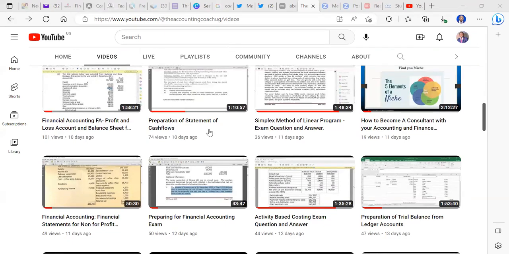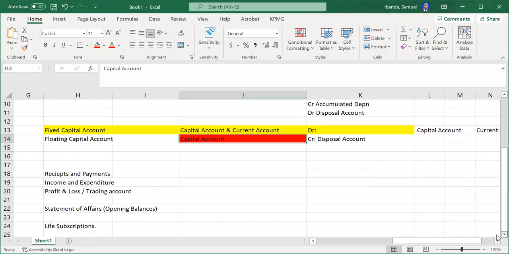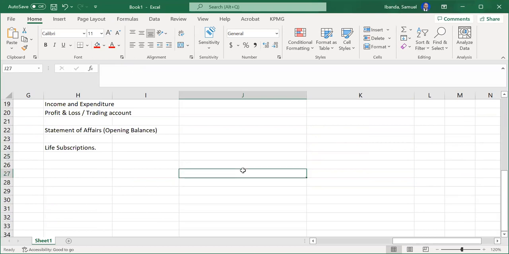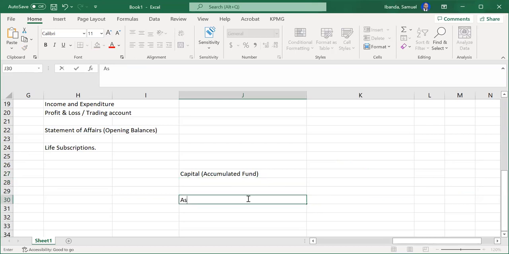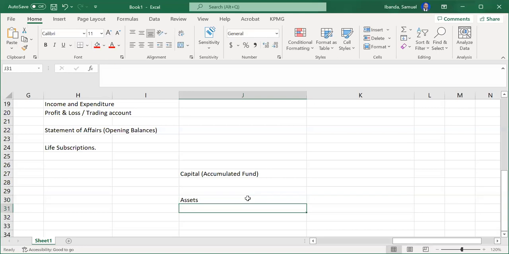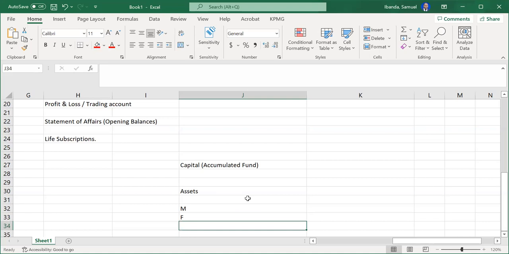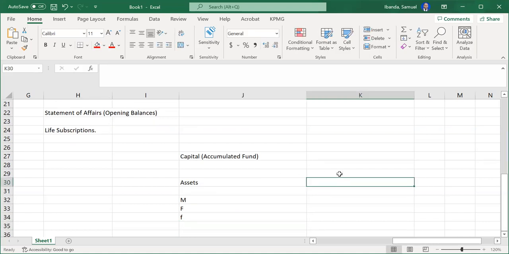Usually, a statement of affairs is used to calculate capital in most cases. And if it's a not-for-profit, it would be used to calculate the accumulated fund. So the examiner will give you assets at the start of the period, broken down: motor vehicle, furniture, and so on. And they'll give you the opening balances.